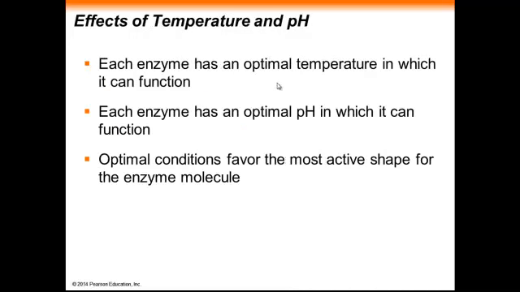Each enzyme has an optimal temperature in which it can function, meaning there is a range of temperatures in which a particular enzyme can function at its highest efficiency. The same goes for pH. And optimal conditions favor the most active shape for the enzyme molecule. So in some cases, temperature and pH can alter the shape of an enzyme and therefore alter its effectiveness.